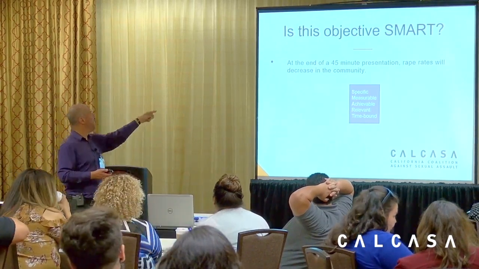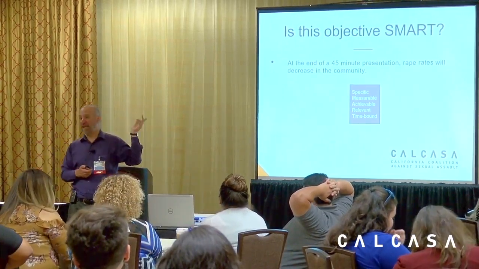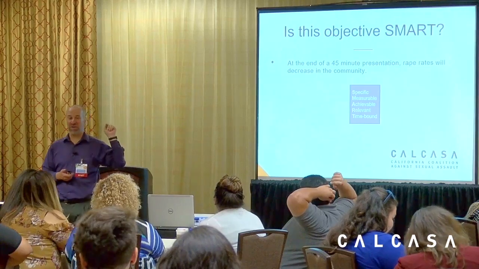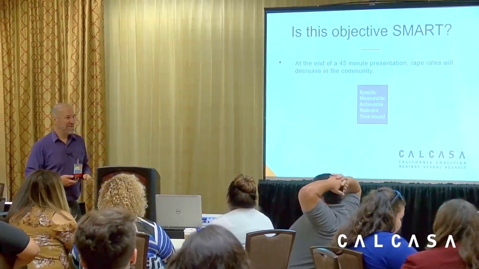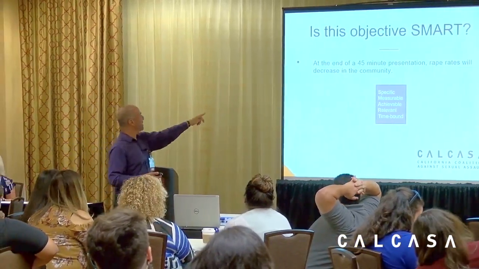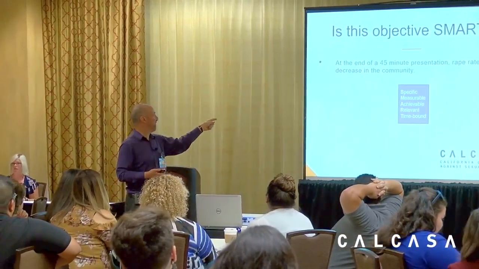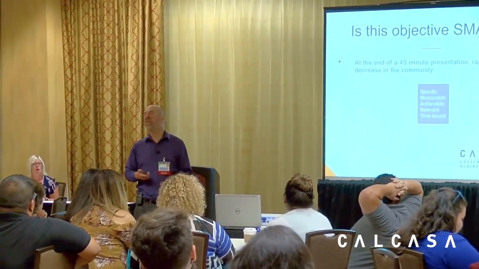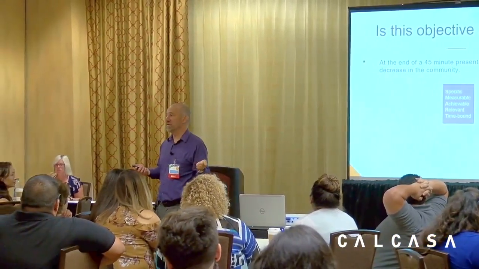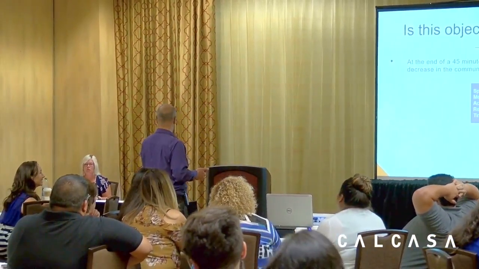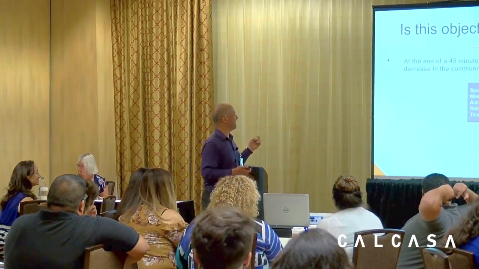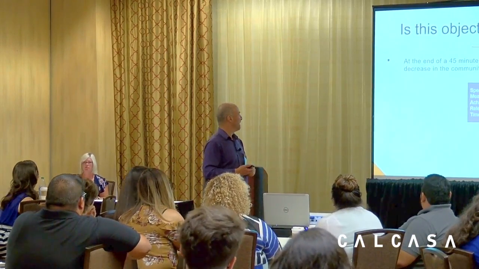Why else is it not SMART? So rape rates are measurable, but they're complicated. But why else is it not SMART? Time bound, but not realistic. It's not achievable. 45 minutes? It's got to be a hell of a presentation. Even Jesse and I couldn't pull that off. It's not really specific, because what's the presentation, what's it about, what are the key elements of that?